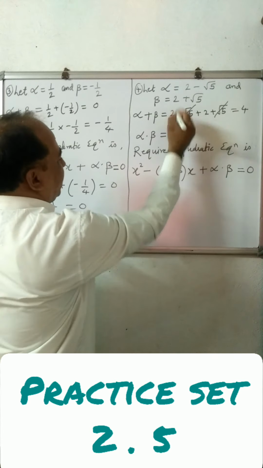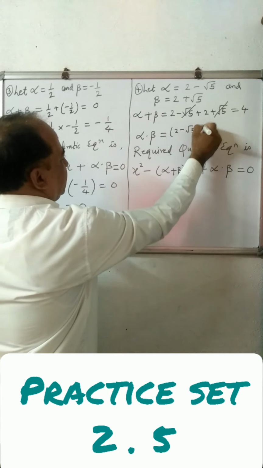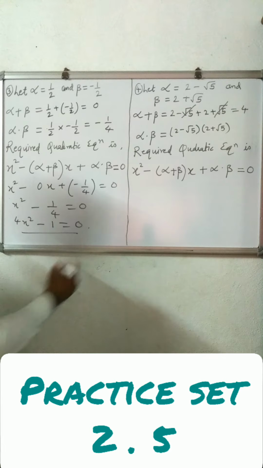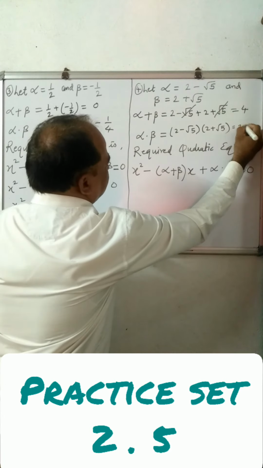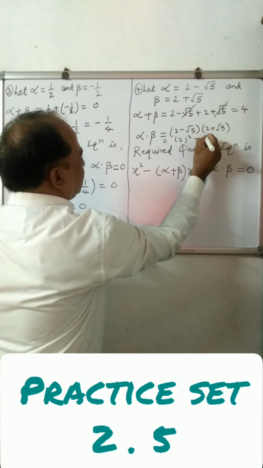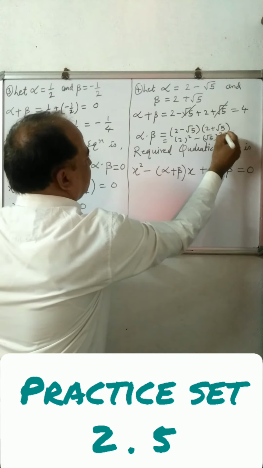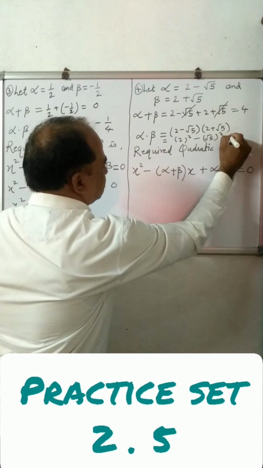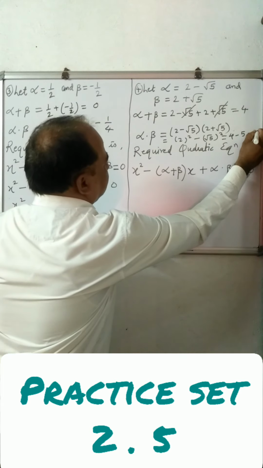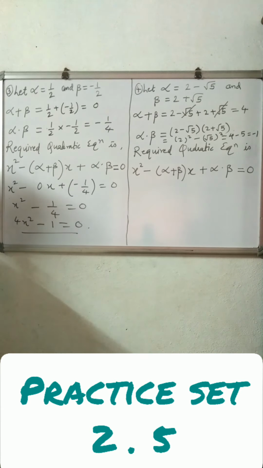Next is alpha into beta, 2 minus root 5 into 2 plus root 5. Here it is of the form (a plus b) and (a minus b), so we will get 2 square minus root 5 square, which is equal to 4 minus 5, which is equal to minus 1. So alpha into beta is minus 1 and alpha plus beta is 4.